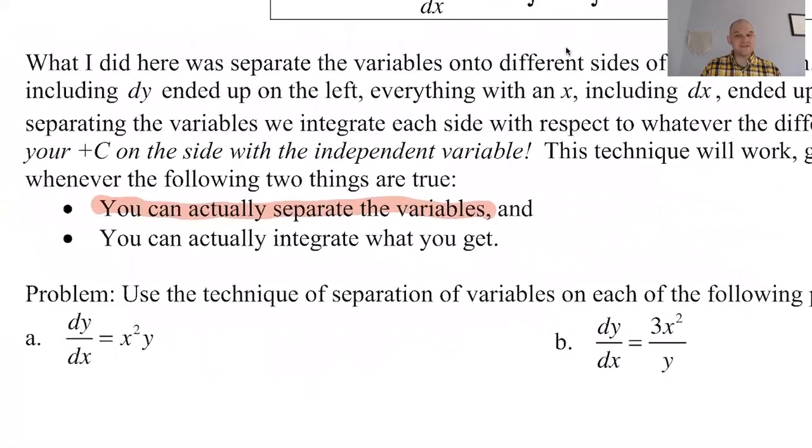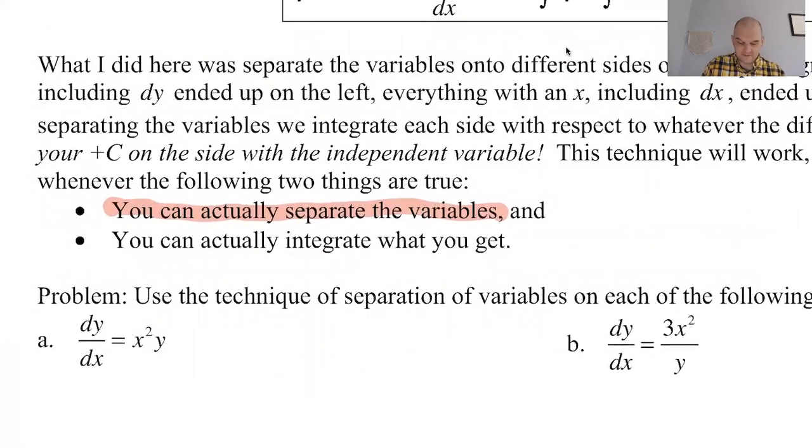So the first thing is you need to be able to separate. The second thing, which should seem really obvious, but you actually need to be able to integrate what you get. So you basically end up with two integration problems, one on the left, one on the right, and you do both of them independent of each other. The plus c goes with the independent variable always.